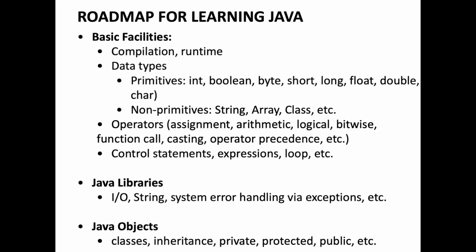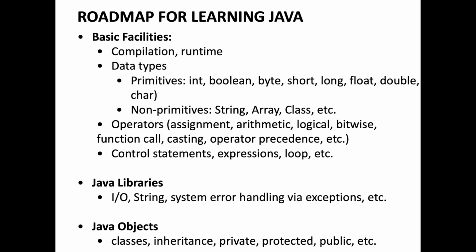Let's talk about the roadmap for learning Java. The very first thing is basic facilities, which typically refer to the core features and functionalities provided by the language itself in Java. These facilities include essential components and utilities that developers commonly use in their Java programs.